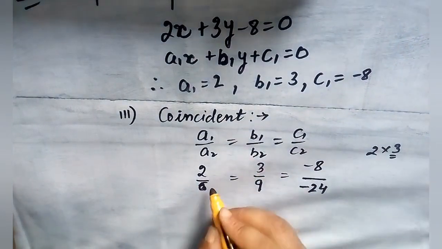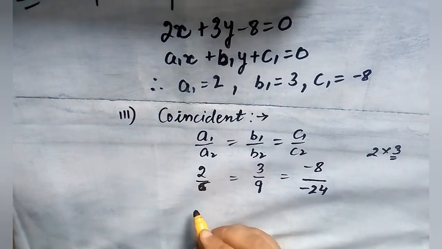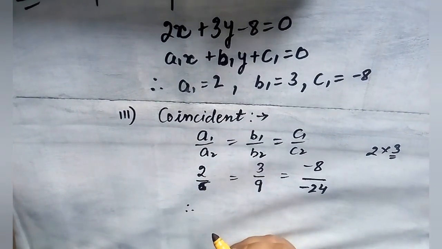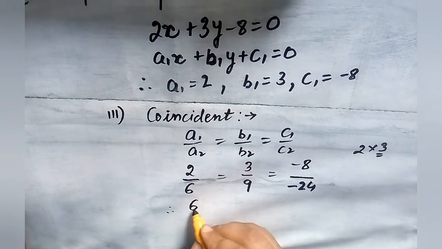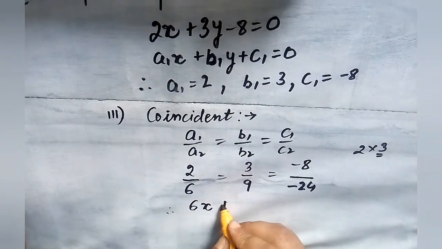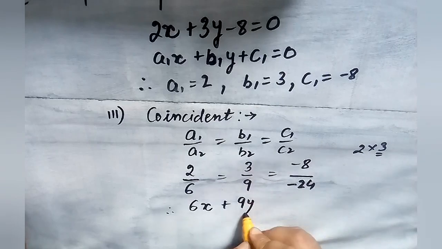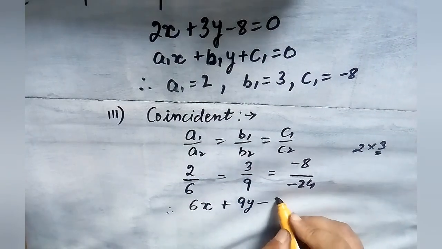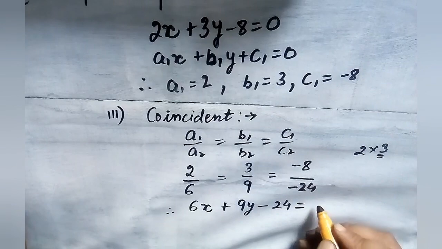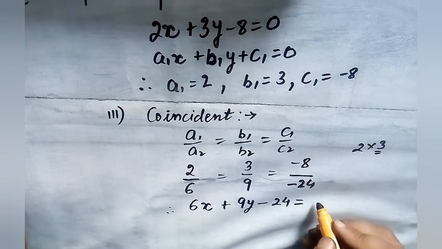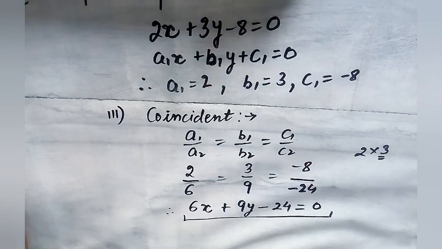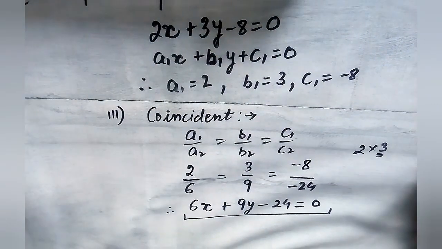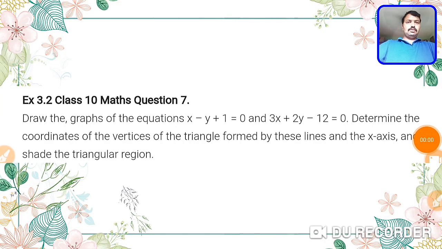So I told you, you can take any multiple. Remember, for the second equation you have to multiply all of a1, b1 and c1 by the same number to get a2, b2 and c2. Now let us write our equation. That will be 6x plus 9y minus 24 equals 0. So this is the line which is coincident with equation 1. Now let us solve one more question from the exercise.